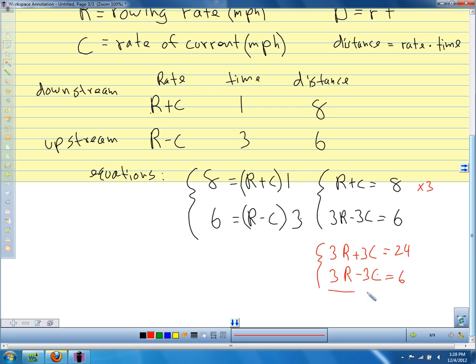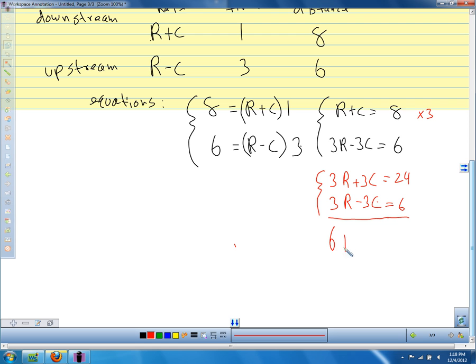So that's my new system. Add those together, and I get 6R equals 30. Divide by 6, so R equals 5. Plug that into my equation here, and I get that C equals 3. So the person can row at 5 miles an hour, and the current is going at 3 miles an hour.